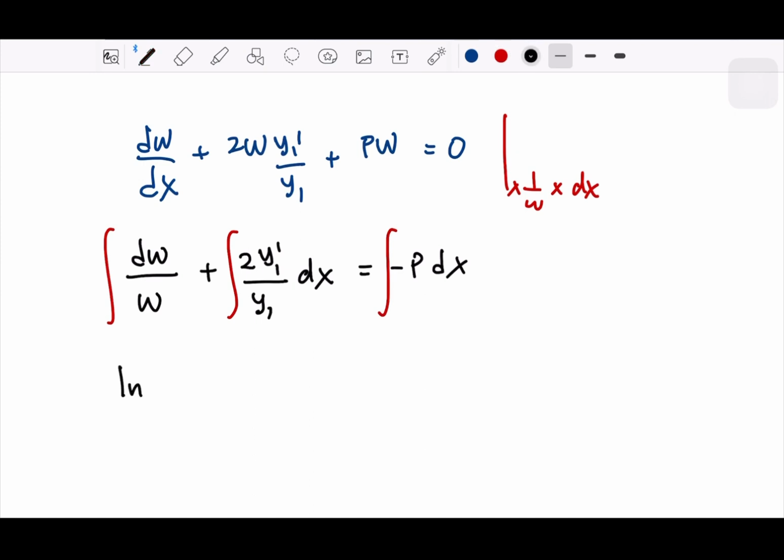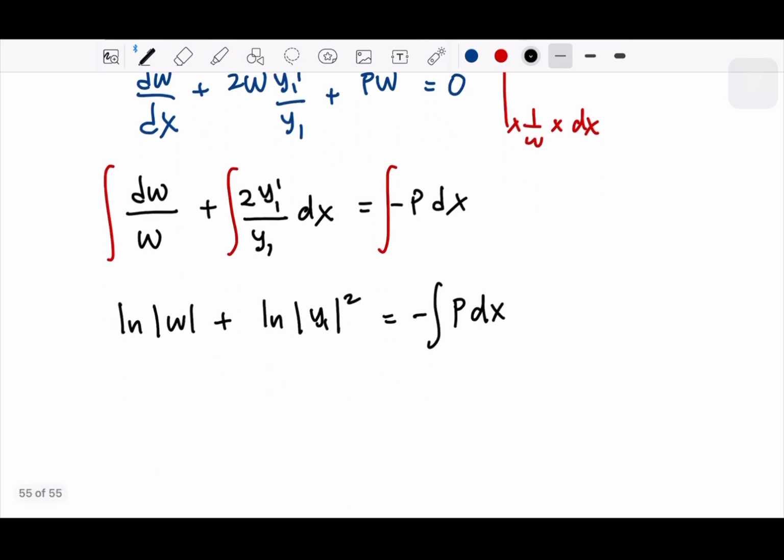So we are going to have ln w plus ln y1 squared, okay, y1 squared. You can check. If we differentiate ln y1 it will be 1 over y1, and then this will give y1 prime, right? The implicit, okay. And then equal to negative integral of p dx. So let's just keep this p dx as an integral of a defined function. Now we could take these ln and combine these two.